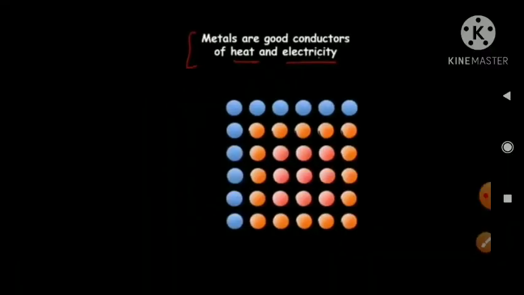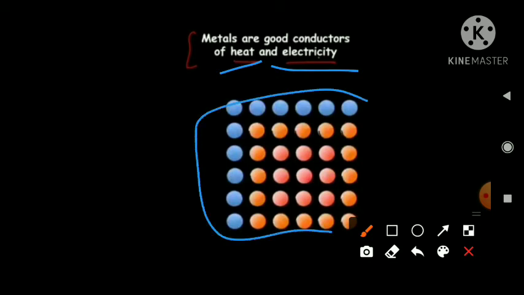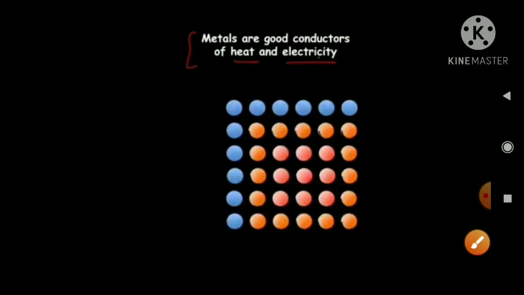Now the third property, my favorite property of metals, is that metals are good conductors of heat and electricity. In metal atoms, heat is transferred very easily. So metals conduct heat and metals conduct electricity. This is another property of metals: good conductors of heat and electricity.